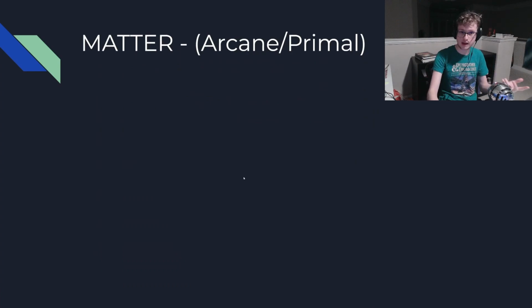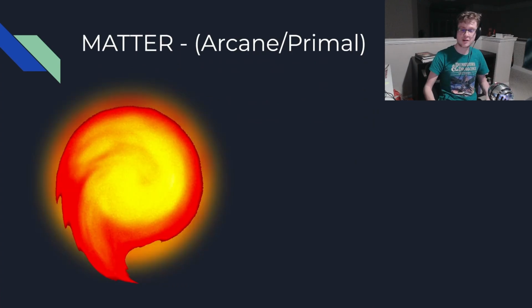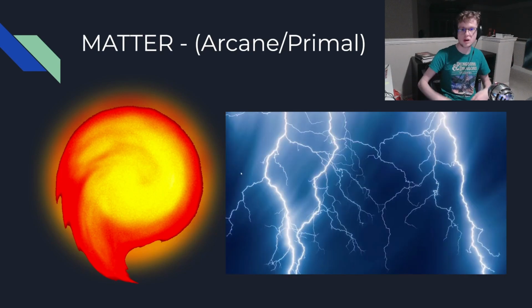First essence is matter. This is where you get your fireballs, okay? It has all your big area spells, your fire, your lightning, your cold, all those things. So if you want to play a caster that does high damage, you're going to be wanting to pick one of the lists that has matter as one of its essences. That means picking an arcane or primal caster.